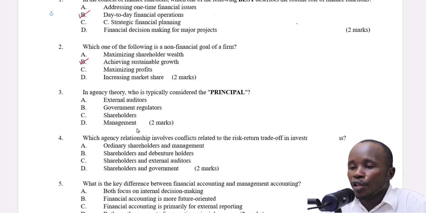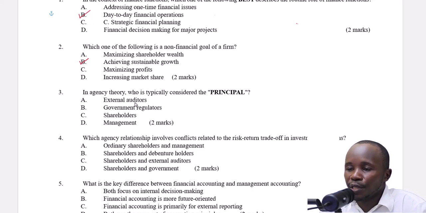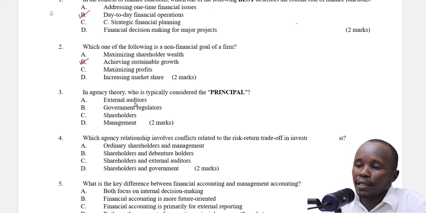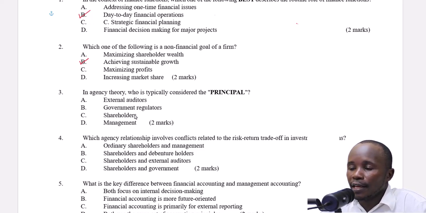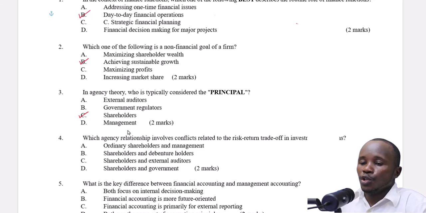Therefore, if you look at A, you are told external auditors. External auditors cannot be the principal. They are there just temporarily to check the company financial documents, whether they are true and fair. Then government regulators cannot be principals. Management as well cannot be principal. The principal in agency theory is the shareholder. Shareholder becomes the principal. You come here and tick your answer C.